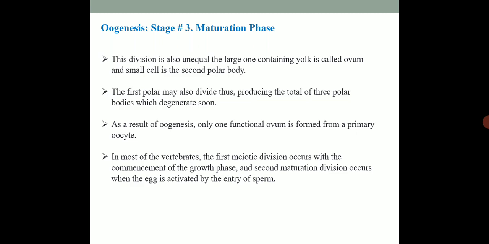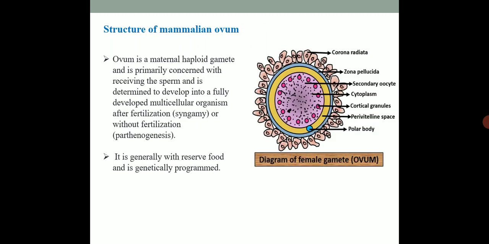It starts with the multiplication phase or proliferative phase. The second one is the growth phase, where many changes happen, and the third one is what we call the maturation phase. Coming to the next very important topic: you have learned about the structure of the sperm, which is a result of spermatogenesis. Now you have to learn about the structure of the mammalian ovum.